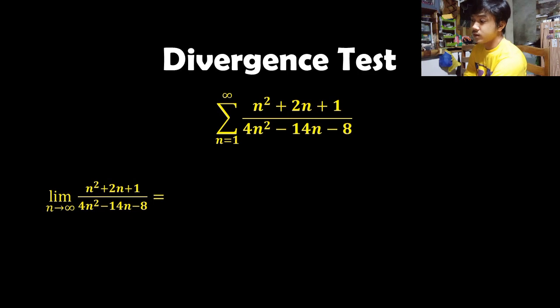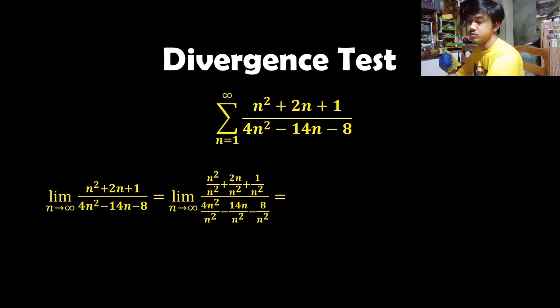So what we will do to get the limit is divide the numerator and the denominator by n squared. So it becomes n squared over n squared plus 2n over n squared plus 1 over n squared, all over 4n squared over n squared minus 14n over n squared minus 8 over n squared.